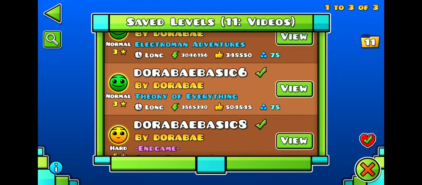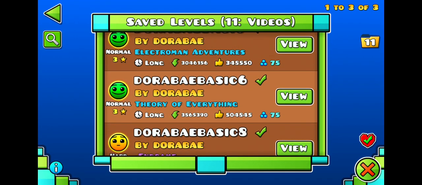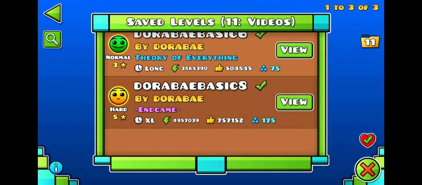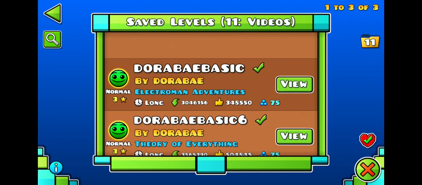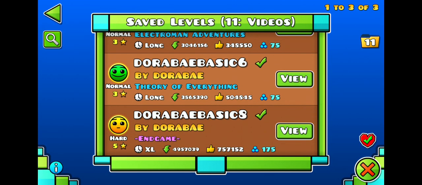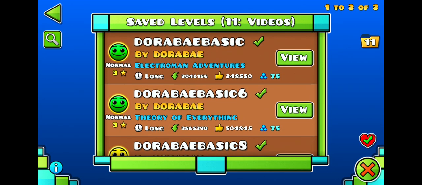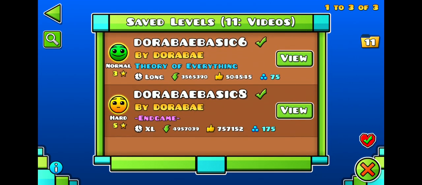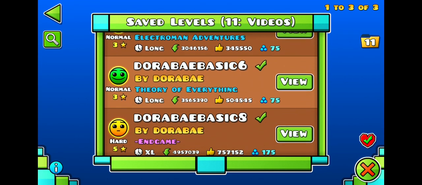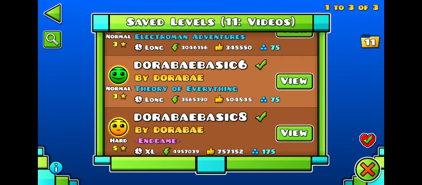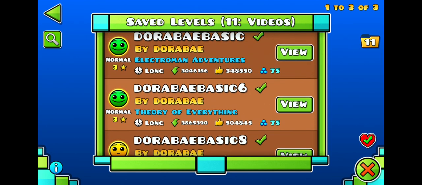Today, we are going to be doing three levels requested by my boy, Level 99 Donut, and they're all Dorabaebasic levels, because I really love those levels. I've already beaten all of them, but we're going to be beating three today. I couldn't find an easy and a normal and a hard level, so I just went with two normal levels and one hard level. They're all pretty easy, so I should not need too much time to beat these.